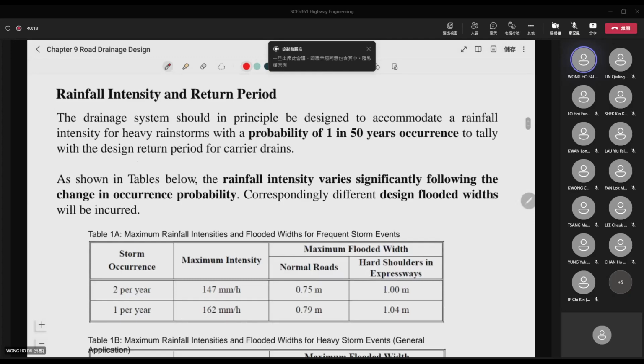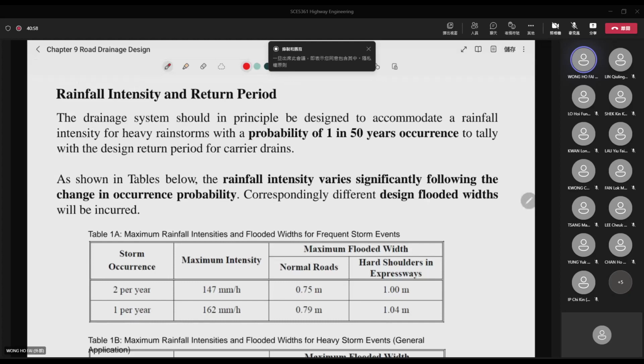So basically for our drainage system, we will design for a rainfall intensity with a probability of 1 in 50 years occurrence, 即係50年一遇, to tally the design return period of carrier drains. Well, you may query, why not 1 in 100 years? Why not 1 in 1,000 years? Now actually, 1 in 50 years is actually good enough for our design when you are balancing your economy or investment system.